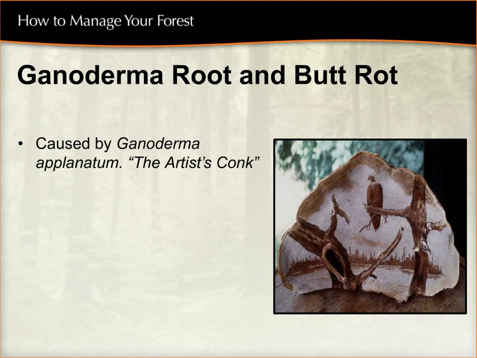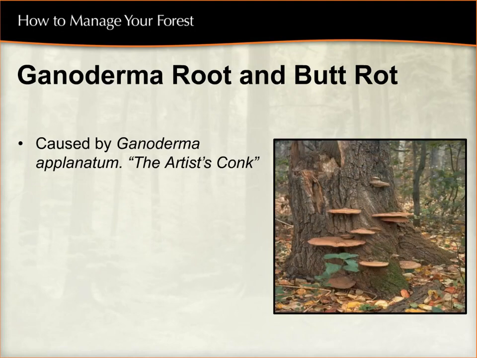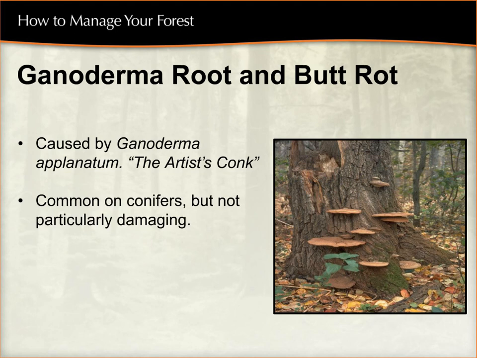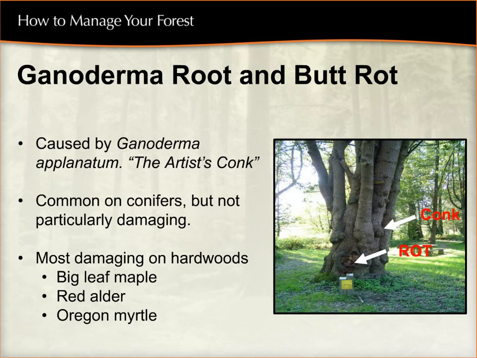You may already be familiar with Ganoderma root and butt rot, which also goes by the name the artist's conk. Its smooth white bottom surface is a popular medium for artists. The conk forms large, relatively thin structures on the trunks of infected trees, making it readily identifiable. Ganoderma is common on conifer trees, but is not particularly damaging compared to Phellinus or armillaria. It is, however, damaging to hardwood trees, such as bigleaf maple, red alder, Oregon myrtle, and Oregon white oak.